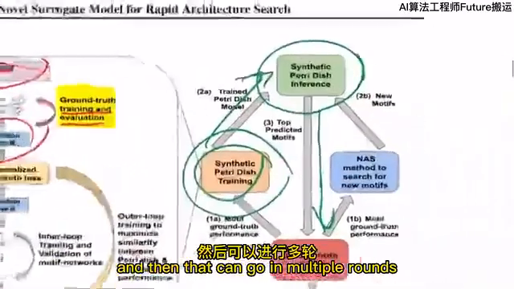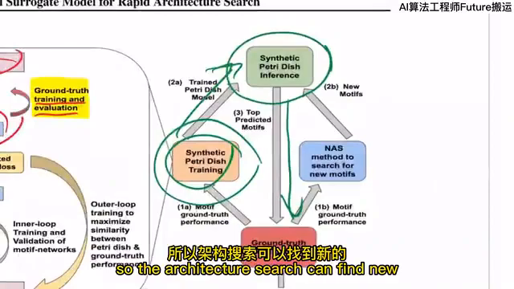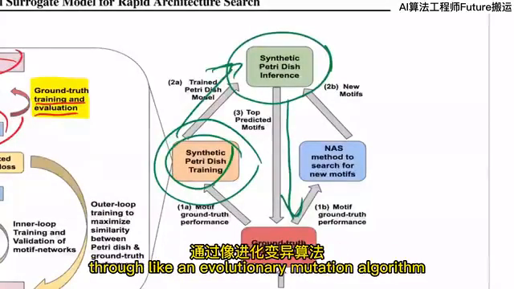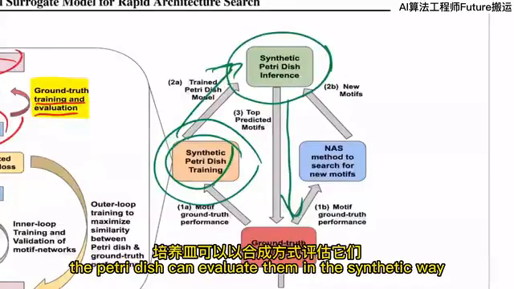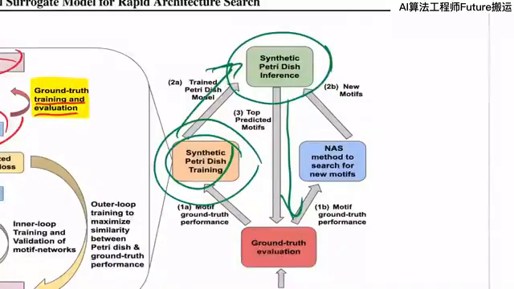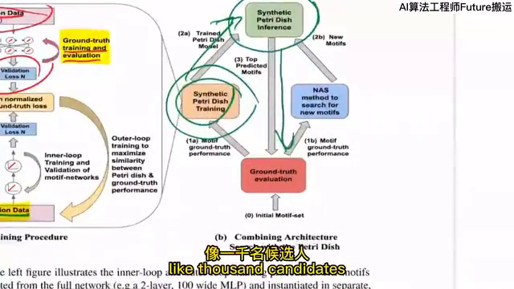And then that can go in multiple rounds. So the architecture search can come up with new things that it thinks are better through like an evolutionary mutation algorithm. The Petri dish can evaluate them in the synthetic way and then suggest the 10 candidates to evaluate on the full test set. And so that way you don't have to evaluate all the 1,000 candidates.